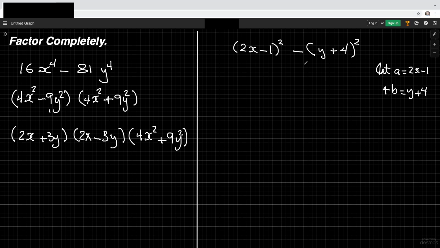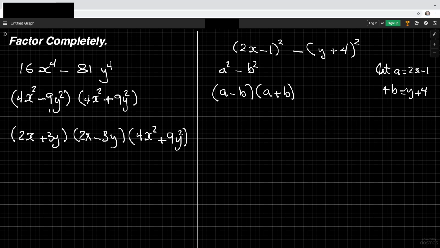If we do that, then we can rewrite this as a squared minus b squared, because a is 2x minus 1 with the square on top of it, and b is y plus 4 with the square on top of it. Now, this is easy to factor. This factors into a minus b, a plus b. Once we do this, this is called substitution.